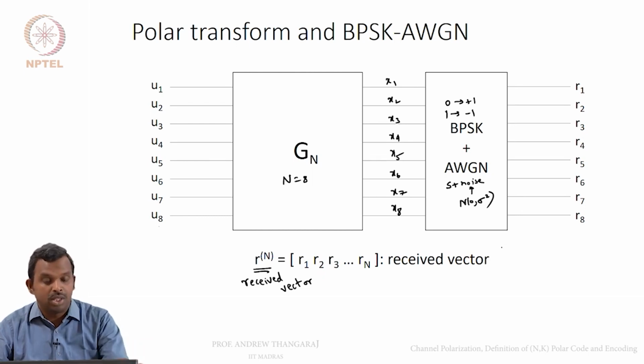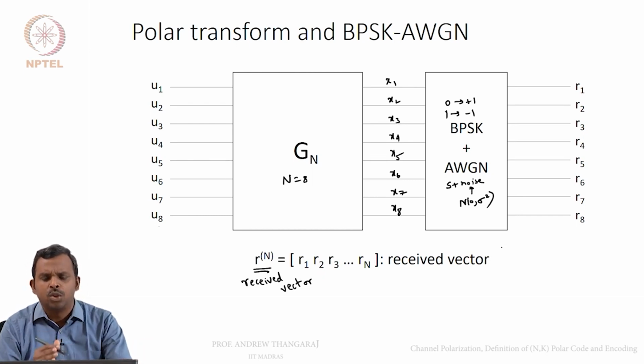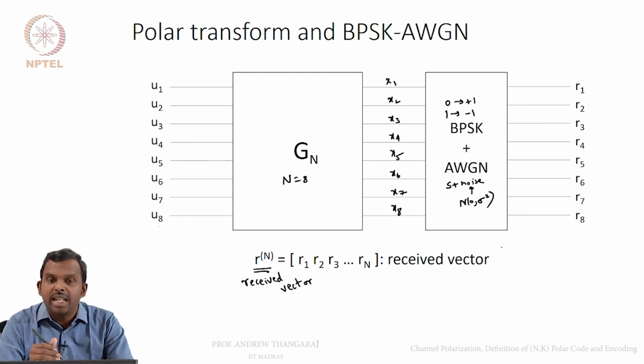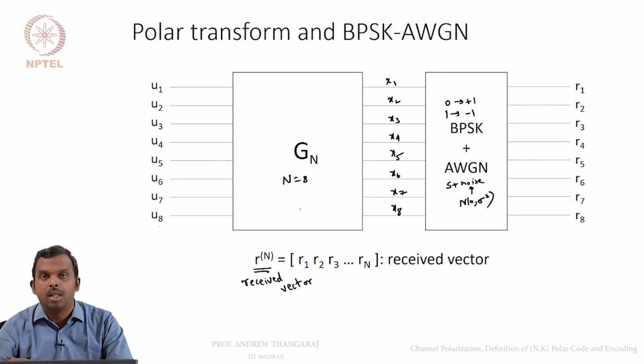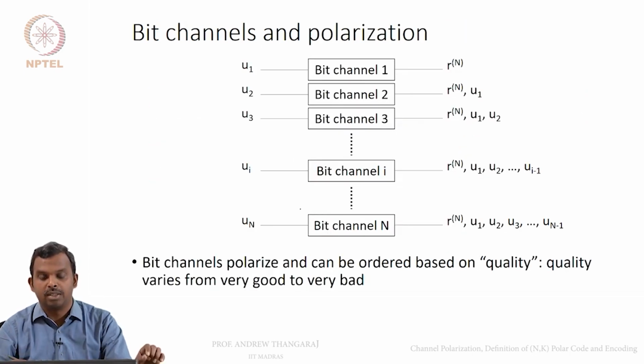Okay. So that's the next picture. So this picture is easy enough, there's nothing much going on. You have so many bits coming in, you do the polar transform. You can do it for any n, right? I've shown it for n equals 8, you can do it for n equals 1024 also. You have 1024 bits coming in, you hit it with the polar transform, you get outputs, you do the BPSK AWGN, you get the received vector. Okay. Now what is the effect that this has? How do you view this from a polarization point of view? Here is the picture.